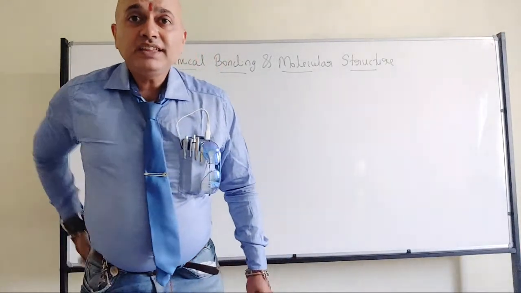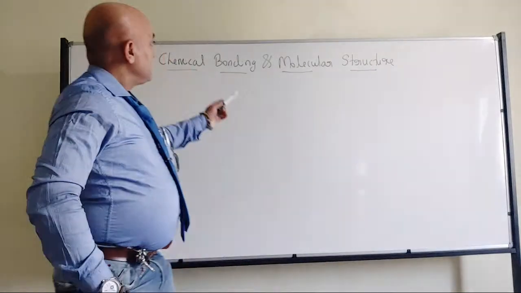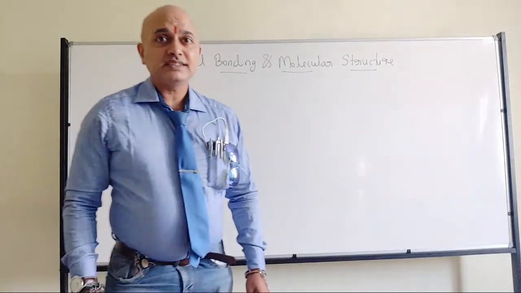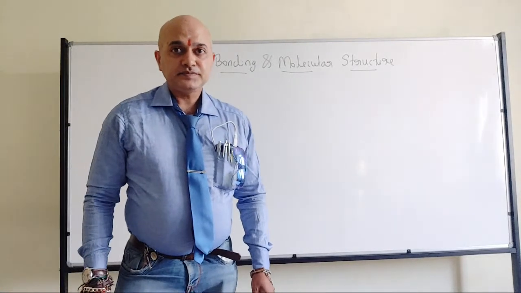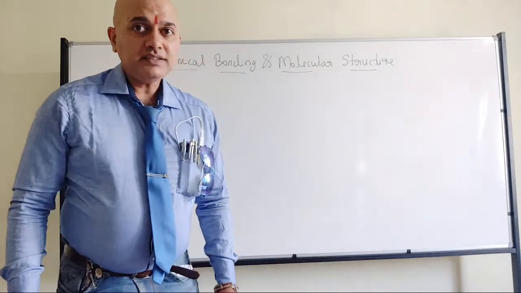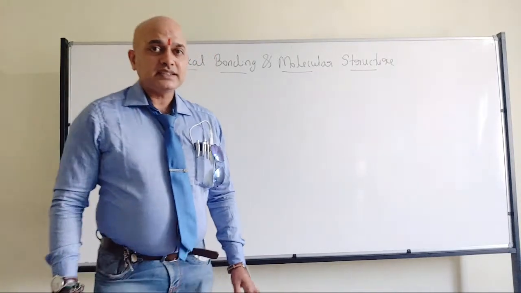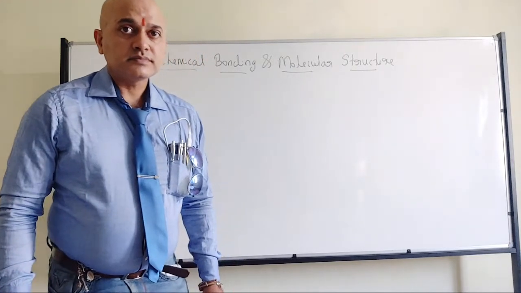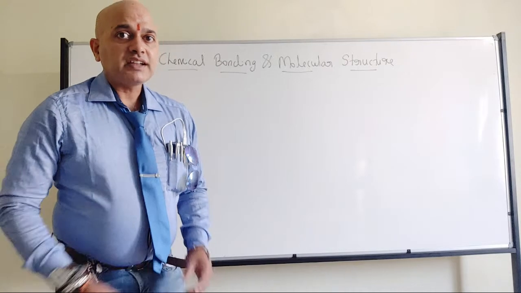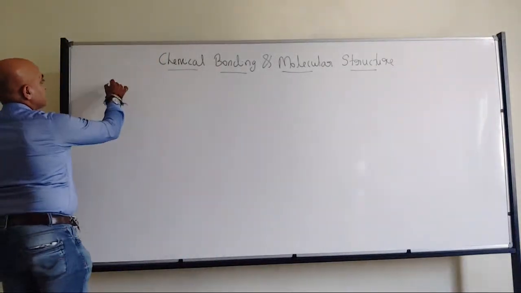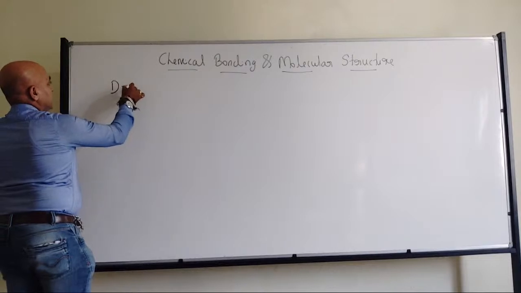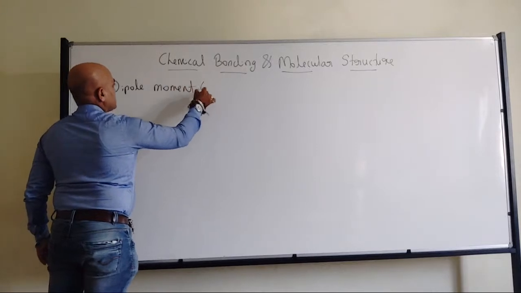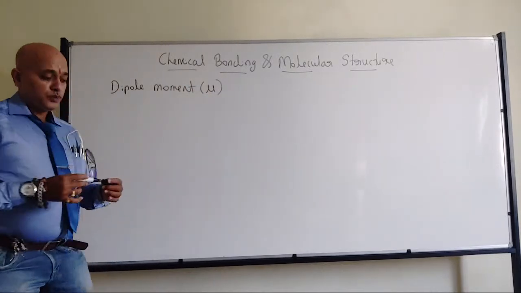So that's where we have the chemical bonding and molecular structure. Can any one of you tell me what we had discussed in the last class? Anyone? Yes, Pooja. We have discussed about dipole moment. Very good. Symbolically we can mention it as mu.